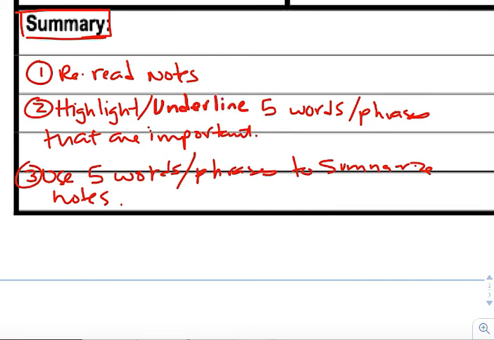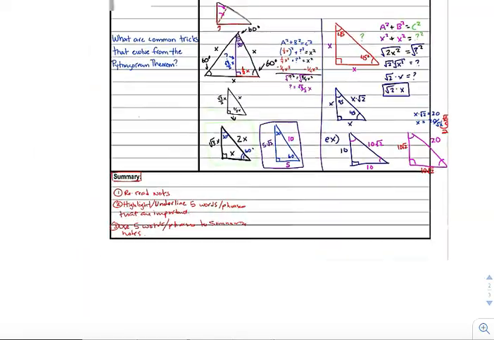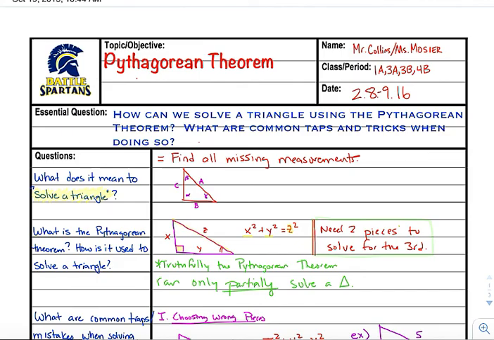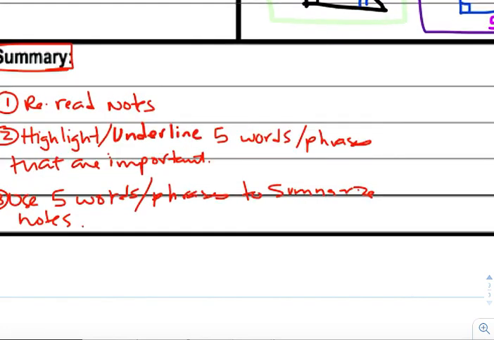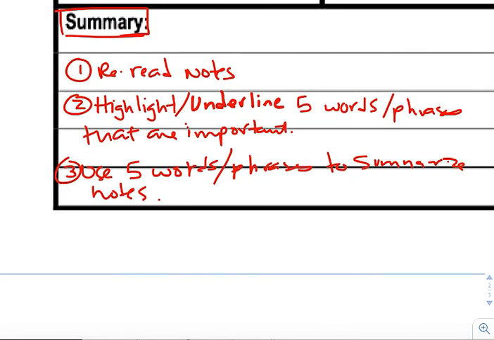5 words or phrases that you think are really important to answering the essential question. And the essential question, at least the one I try to answer in these notes, is: how can you solve a triangle with the Pythagorean theorem? What are common tips and tricks when doing so? So choose 5 words or phrases to help you do that, and then actually answer that question in your summary. I've been seeing some really subpar summaries. I don't want to see them anymore, guys. You're better than that, so act better than that.